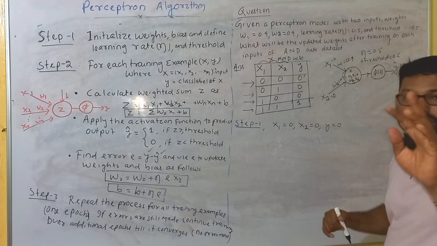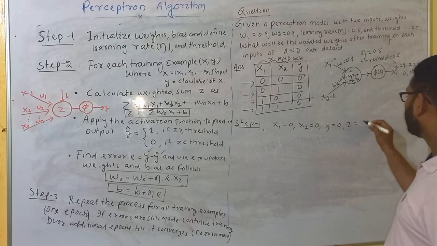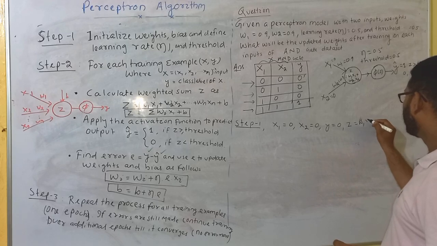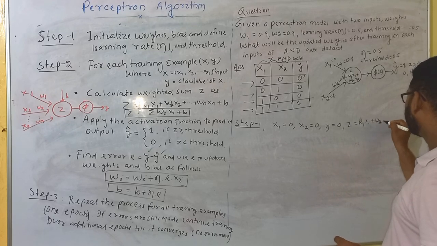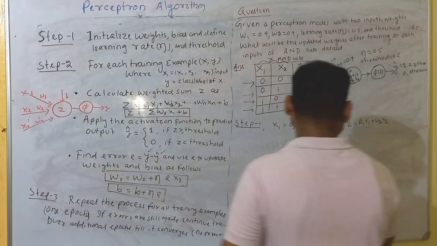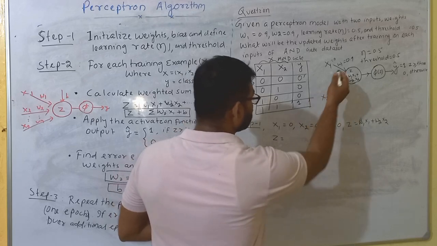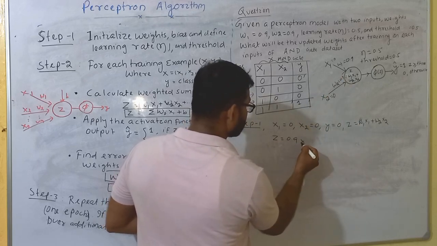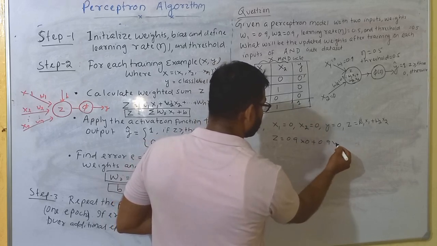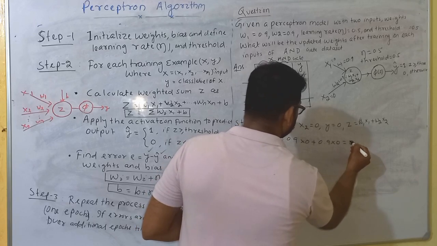Now I have to find the z value. The z value is equal to w1 x1 plus w2 x2. Let's calculate this. Here w1 is 0.9 and x1 is equal to 0, plus w2 equal to 0.9 into my x2, also 0. So my z is equal to 0.